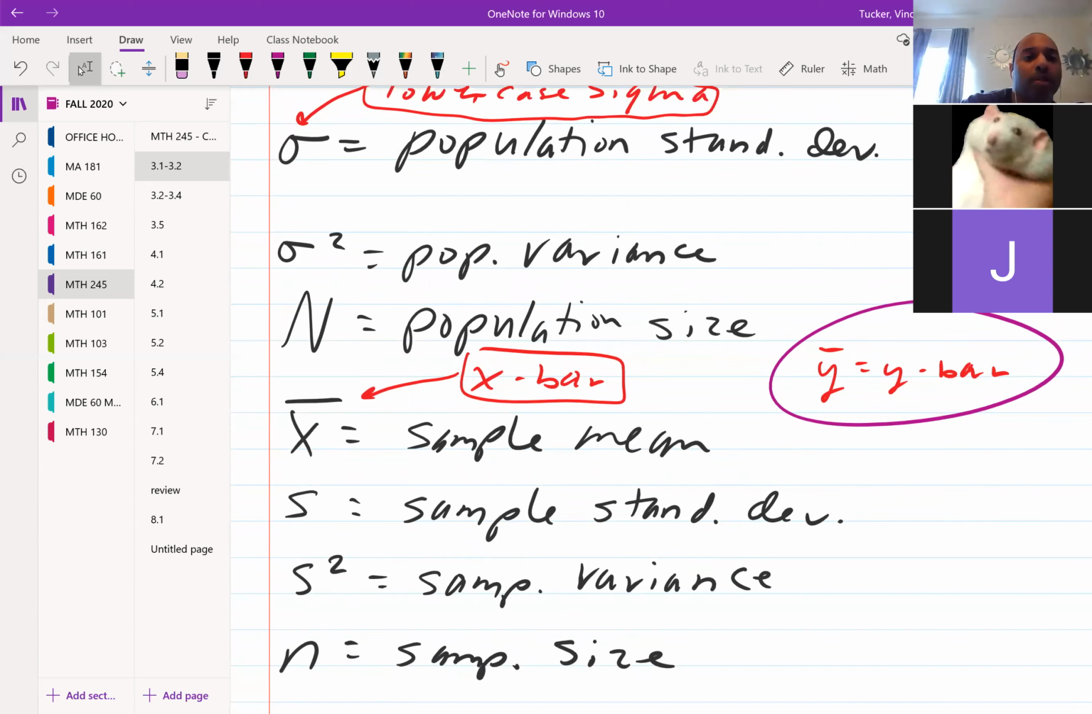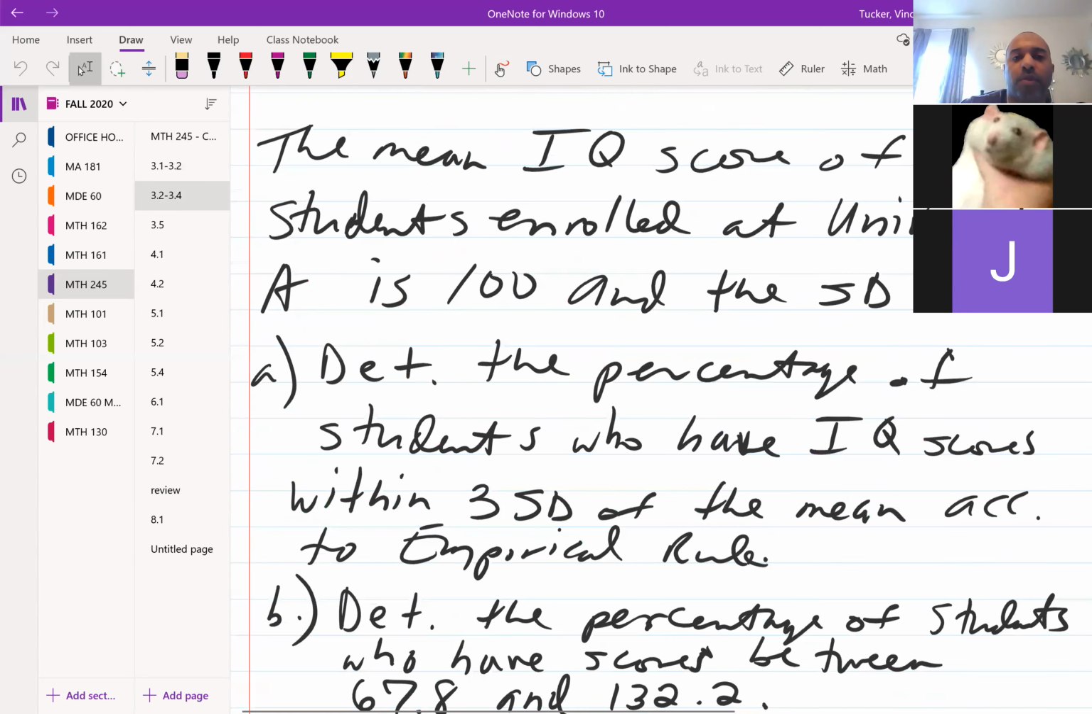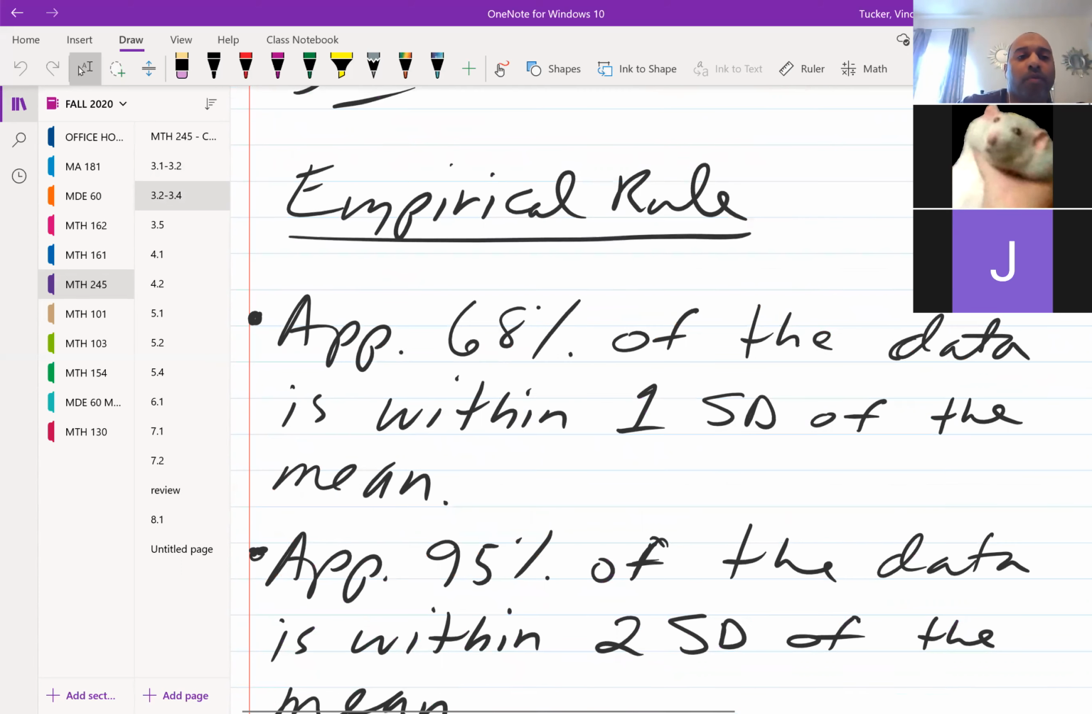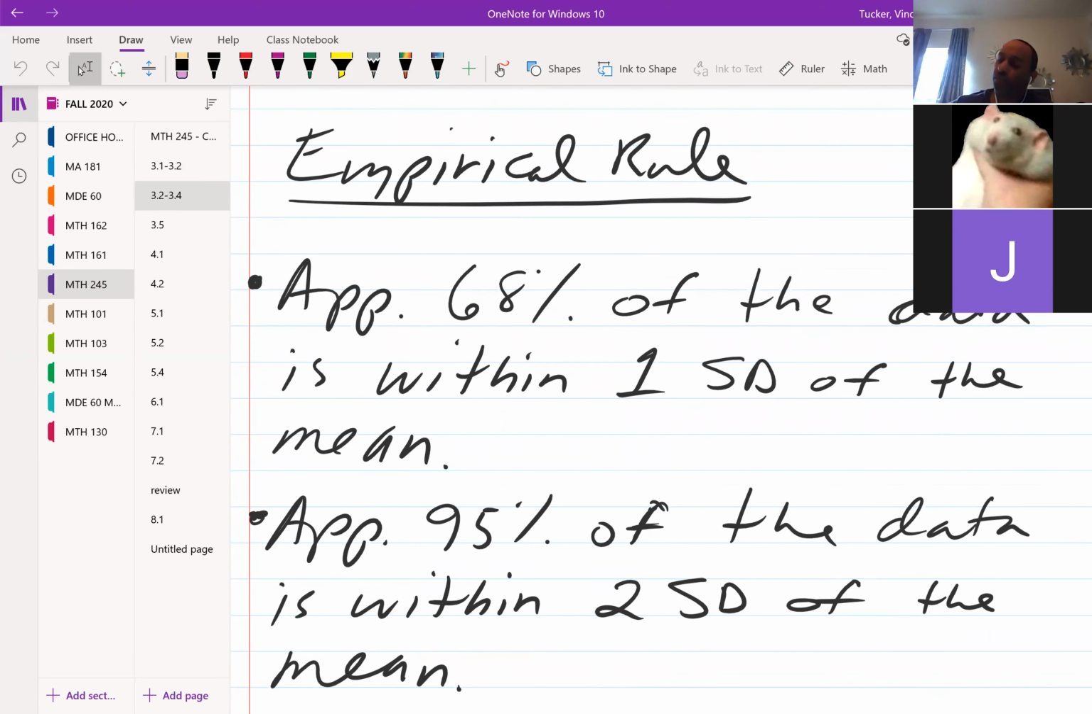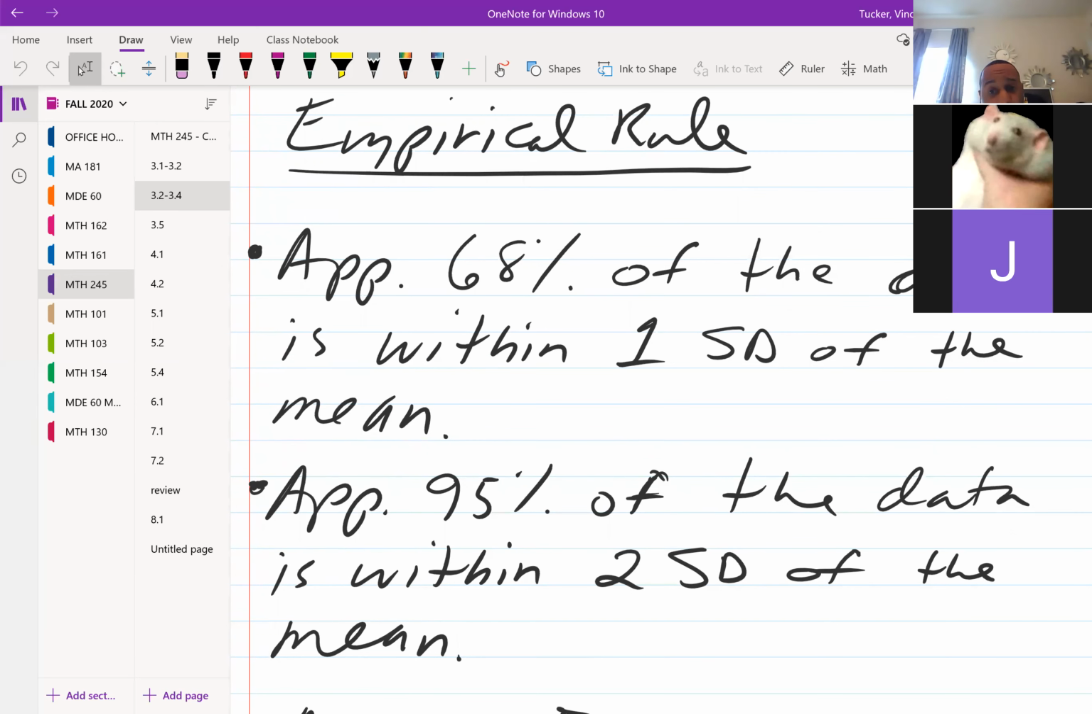All right, so let's look at the rest of 3.2. 3.2 has the empirical rule as well. And it says approximately, I did APP for approximately, 68% of the data is within one standard deviation of the mean. Approximately 95% of your data is within two standard deviations of the mean. And then we have a third one as well.